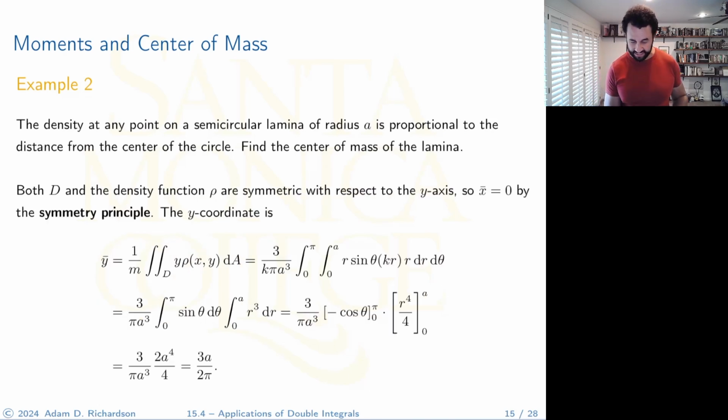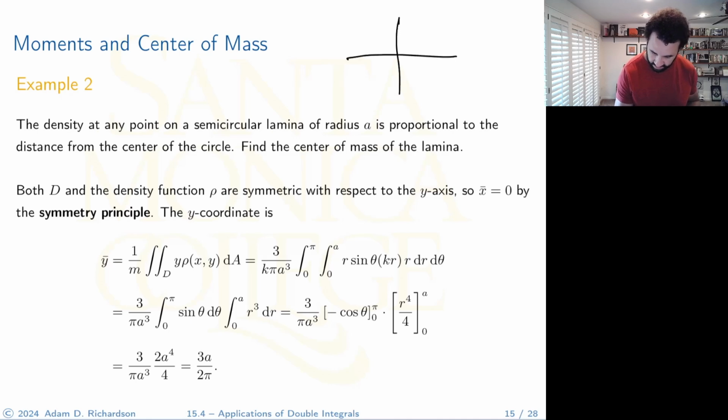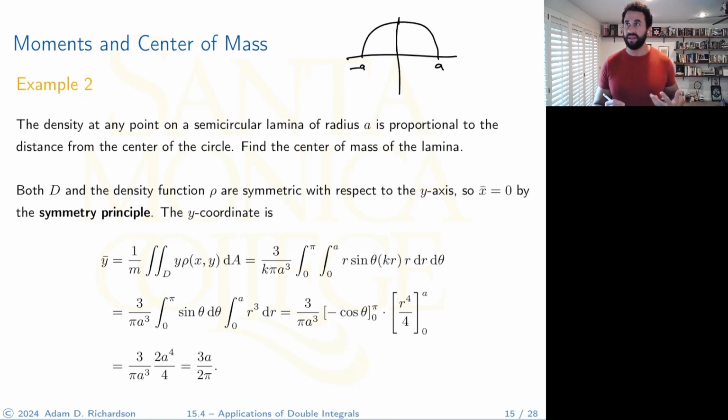So D and the density function rho are symmetric with respect to the y-axis. So we know immediately that the x-coordinate of the center of mass has to be 0. Again, if you think of the picture, like that, we'll call that a, negative a. The region is symmetric about the y-axis, so it's like the same on the left and the right, right? They're like mirrors, okay? Maybe not the same, but they're mirrors, right?